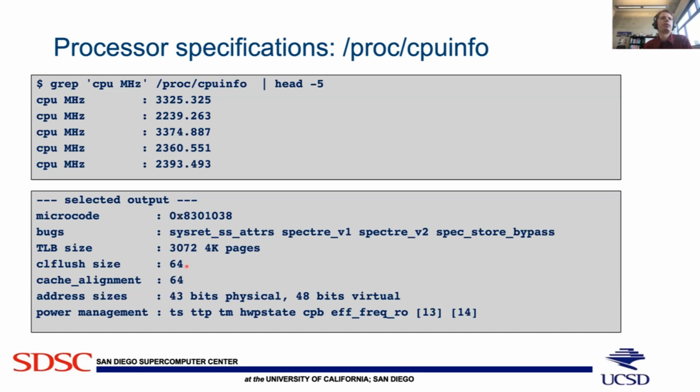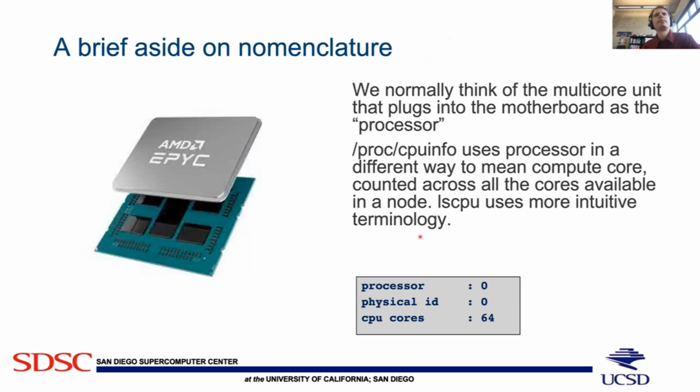You see some information about cache line flush sizes, cache alignments, address sizes, etc., etc. So these are things that you typically don't have to pay attention to. It also lists bugs, right? These were the famous bugs that were identified in Intel x86 processors and also AMD that have been addressed, fortunately, over time.